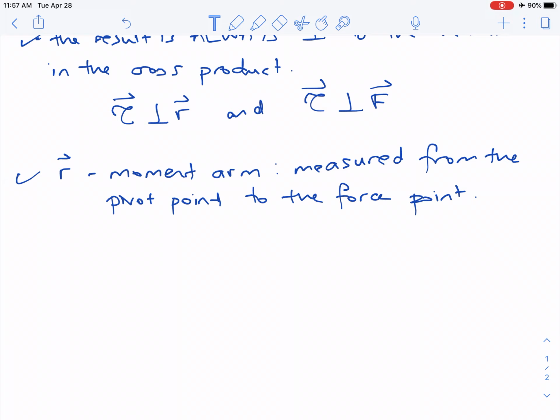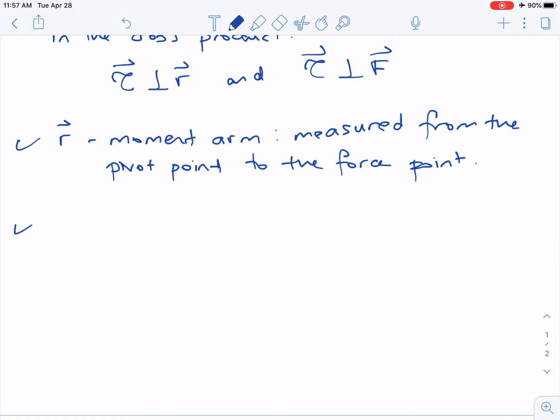And since it has a direction, you have to start from the pivot point, go all the way to the force point where the force was applied on the object, and draw a vector pointing towards the force point, okay? And we also have the force. Again, this is clear, but this is the force that, assuming there's torque, creates the rotation or the torque, okay? And again, this is also a vector.